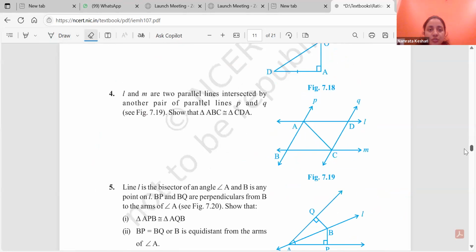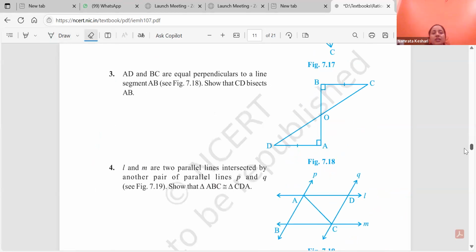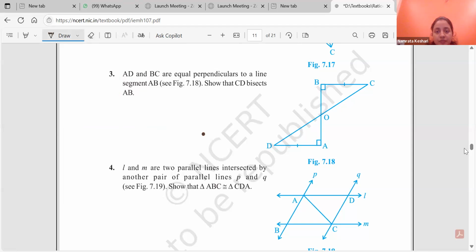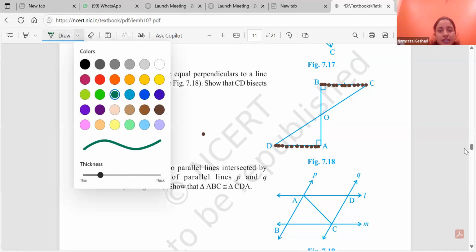Before doing the next one, let's do this one, number 3, which is comparatively easy. AD and BC are equal and perpendicular to the line segment AB. Where is AD? This is AD. And where is BC? This is BC. AD and BC are equal. Equal means equal in length. And are perpendicular to this line segment AB.